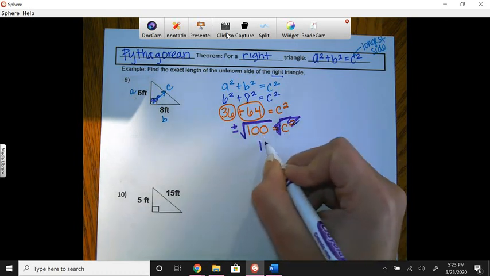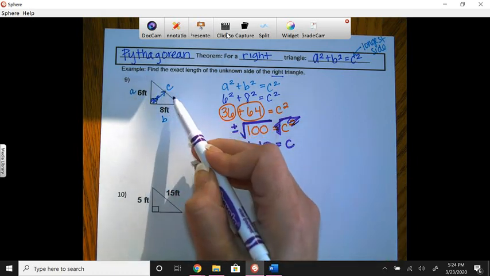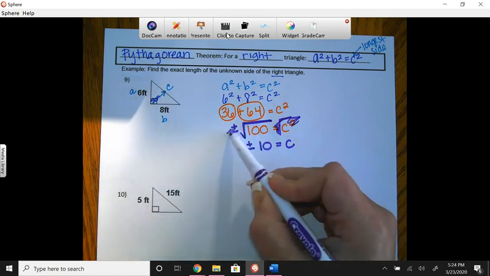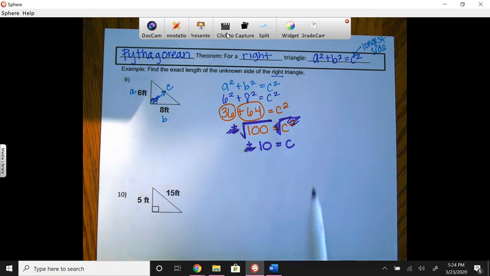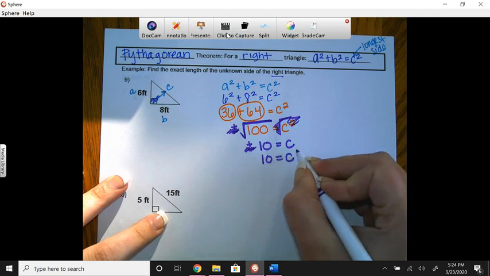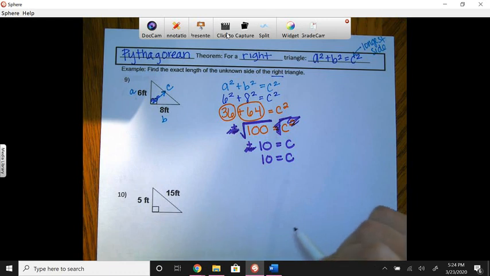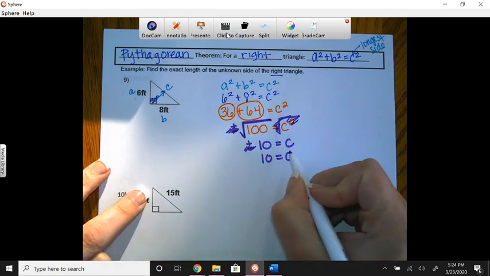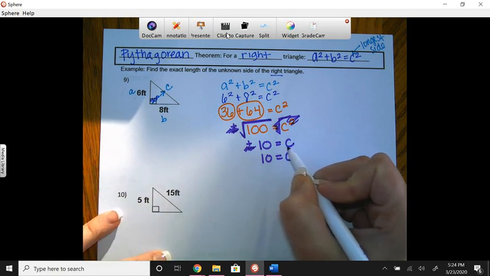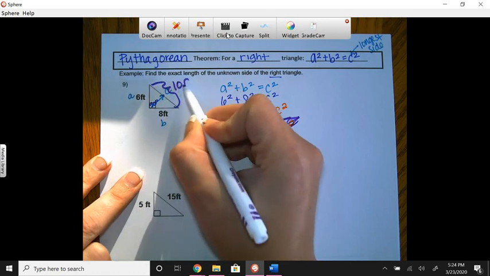But in this particular problem, we're talking about the side lengths of a triangle, and the side lengths of a triangle have to be positive, that is why right now we're not going to need to put the plus or minus. So our answer is just 10. We'll talk again more about why the plus or minus in future chapters that have no real life context and would need the plus or minus. So the unknown side of the triangle is 10 feet. So this side would be 10 feet.